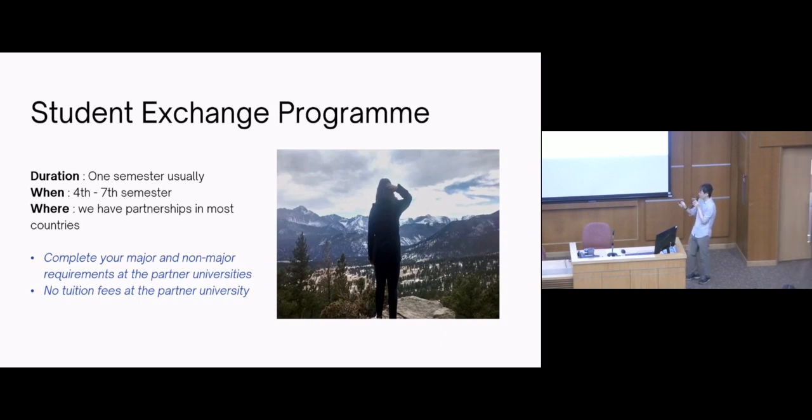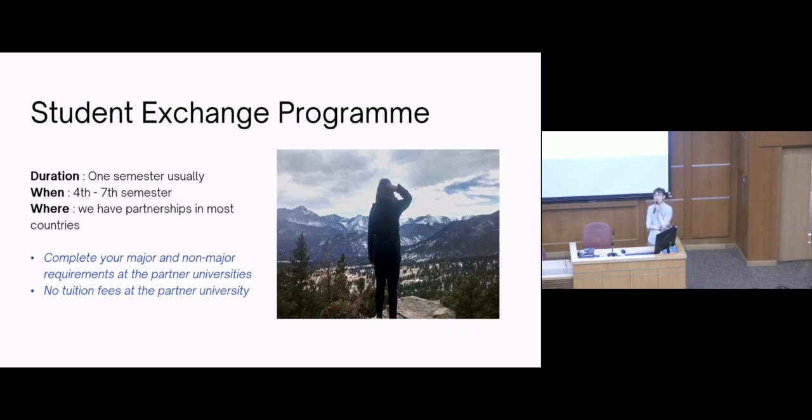Basically, what this entails usually is 1 semester. Sometimes students may do 2 semesters. And it starts in your 4th semester at NUS. It can be 4th to 7th, and that's the usual situation. And we have partnerships in many countries. I will show you the partnerships soon. Basically, the student exchange program allows you the opportunity to complete some of your major and non-major requirements at the partner university.